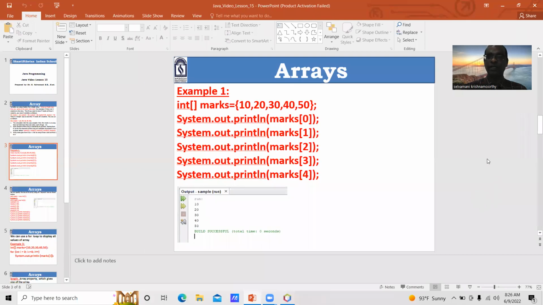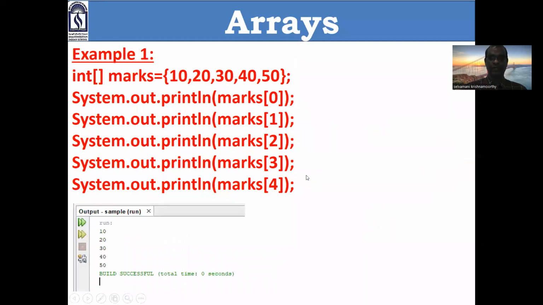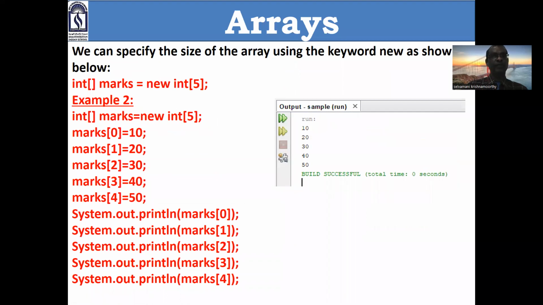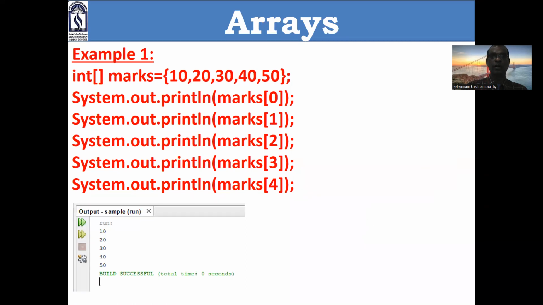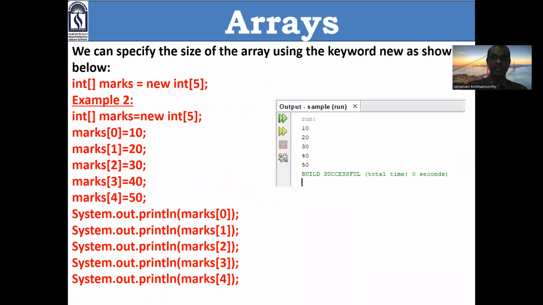Still, some concepts are available in arrays. Now we will see. We can specify the size of the array using the keyword new as shown below. In the previous program, we did not mention the maximum limit of how many elements we can store in the array. Since we gave 5 values, it is understood marks can store a maximum of 5 elements. In this case, it is possible to specify the size of the array. After that, we can assign values.